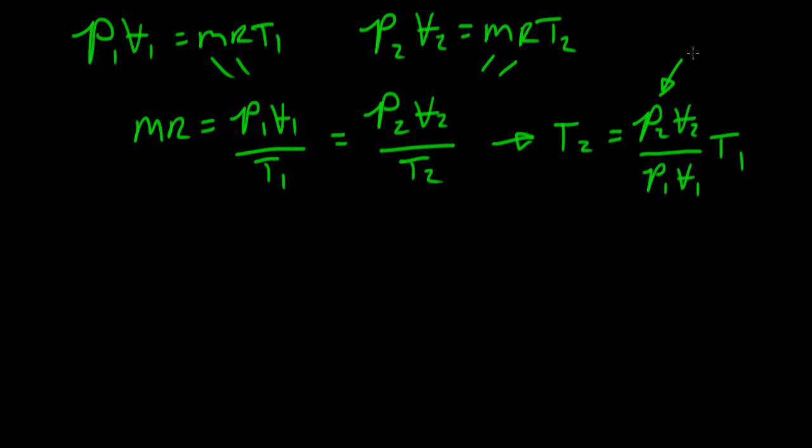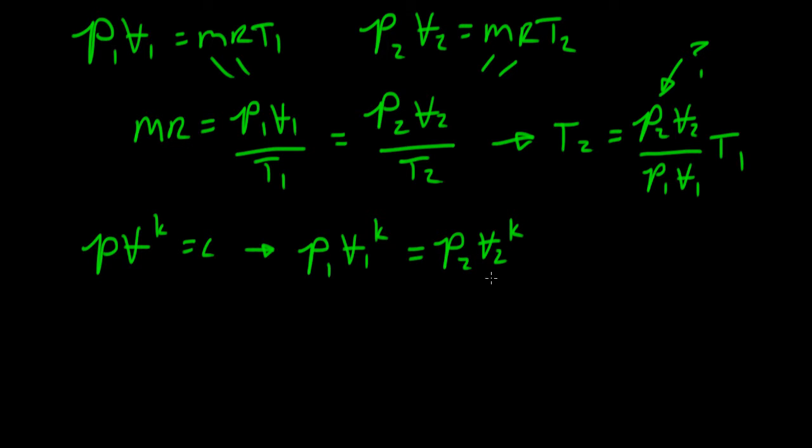Our unknown now is the pressure at the end of the power stroke. We can find P2 using the polytropic relation for the process. PV to the K equals a constant. What this says is that P1 V1 to the K is equal to P2 V2 to the K. Solving for P2, we see that P2 is equal to V1 to the K divided by V2 to the K times P1.